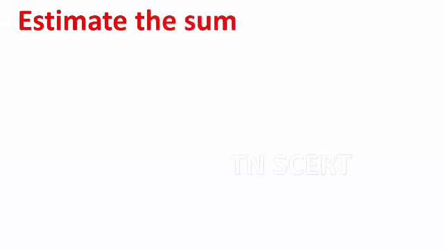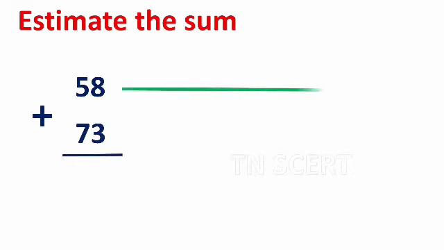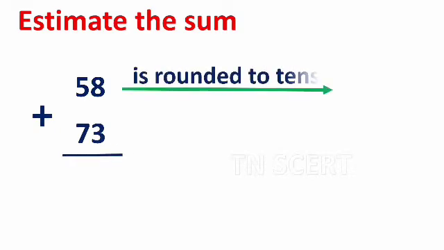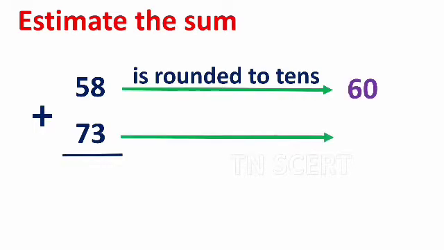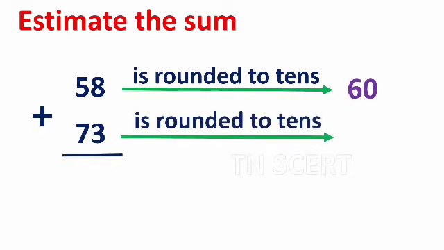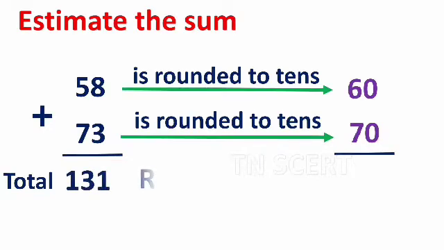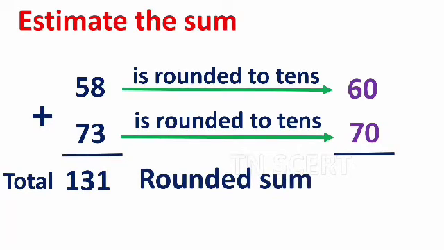Estimate the sum. 58 plus 73. 58 is rounded to tens 60. 73 is rounded to tens 70. The total is 131, which is rounded sum 130.